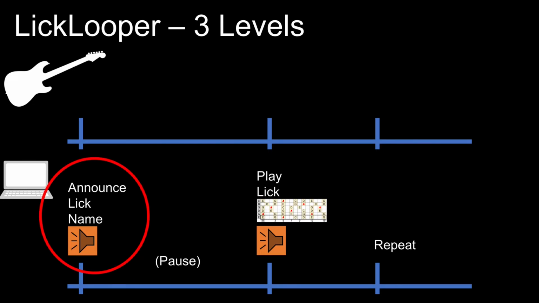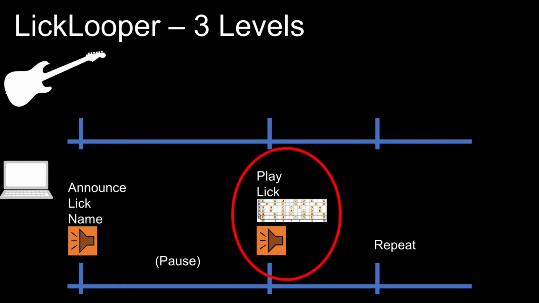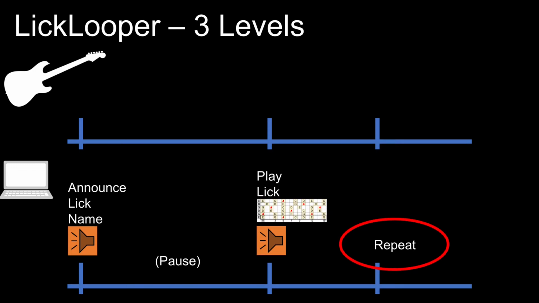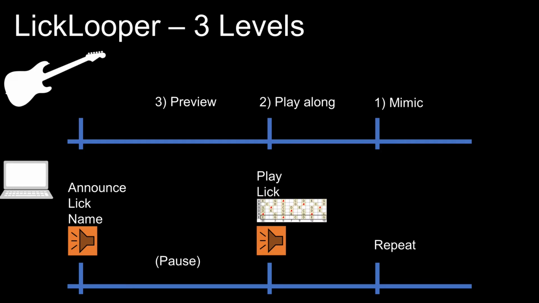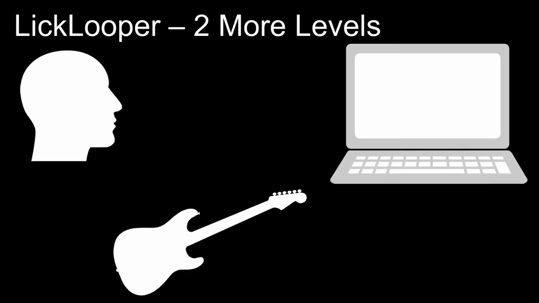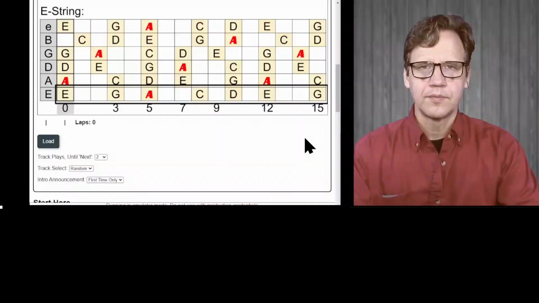Announce lick name, pause, play lick, repeat. So, when you're first starting out, you'll be mimicking on the repeat. As you get better, you'll play along with the initial lick, and as you get even better, you can use the pause to quickly preview the notes. There's even 2 more levels. When you're first starting out, keep your eyes on the visual cues. As you get better, ignore those and look at your fretboard, just listening to the audible cues.